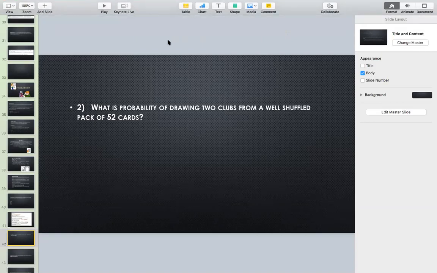Okay, guys, now this is the scenario where we are withdrawing the cards simultaneously, right? At one go. Now, just imagine that you are withdrawing 2 cards, but one after another. It means initially there were 52 cards. From those 52 cards, you took out 1 card. You kept it aside. And now from the remaining 51 cards, you took out the second card. Now in this case, the question is to find out the probability of drawing 2 clubs. So now tell me what will be the answer if it is one after another.